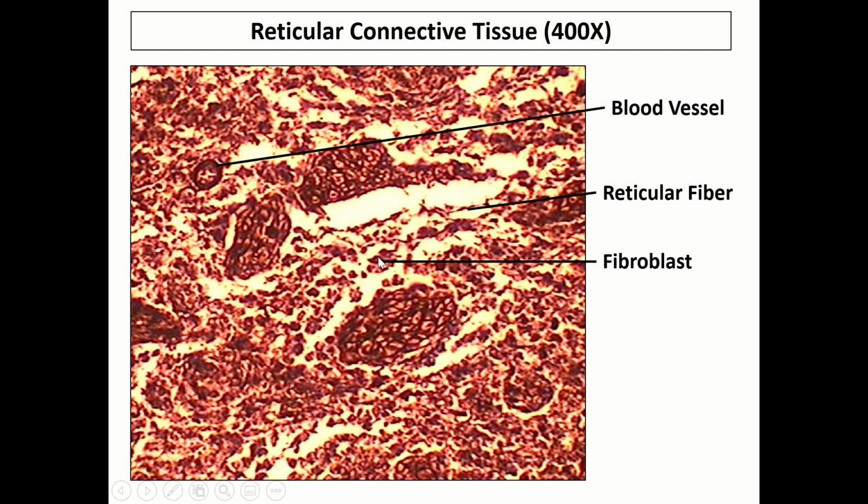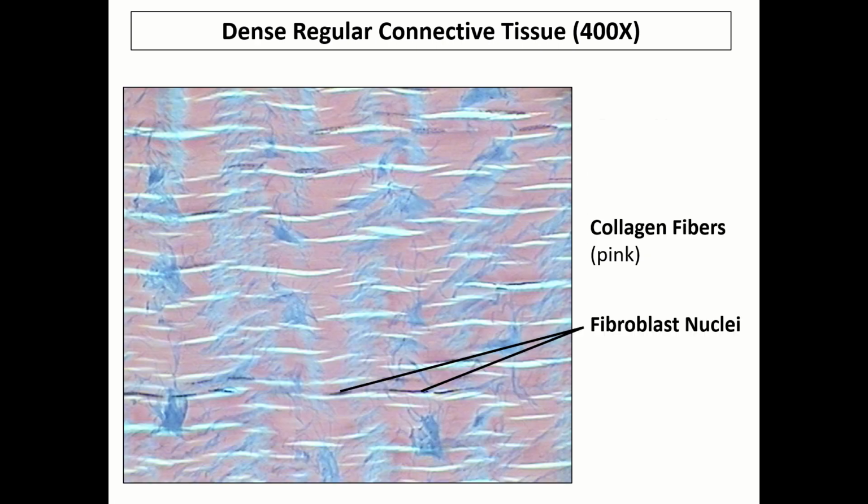Here you're going to see fibroblasts by denoting their dark nuclei. Once again, these are the cells responsible for producing all those dark black reticular fibers.